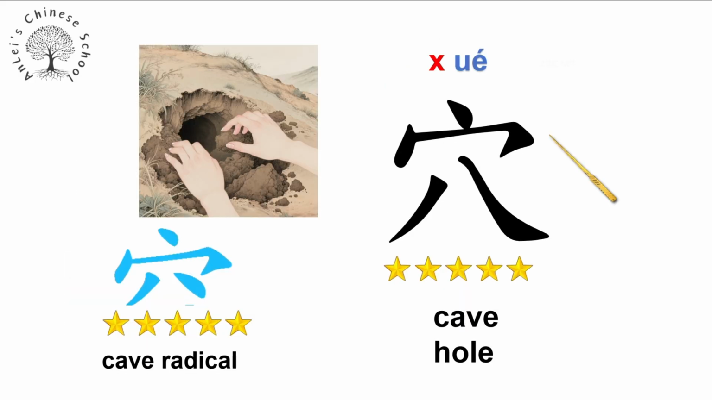This character is 穴, xué. It means a cave, hole. On the top is a roof radical, like a roof of a cave. On the bottom is a character 8. It means use two hands to dig a hole. It's also an important radical. We call it 穴宝盖, cave radical.